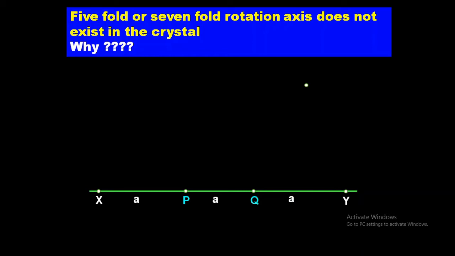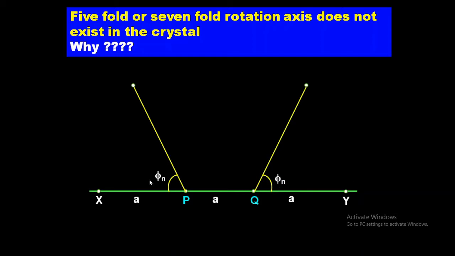Now we'll prove why 5-fold or 7-fold rotation symmetry does not exist. For that, we consider that the system possesses n-fold rotation. Suppose we rotate this vector px clockwise through an angle phi n. Similarly, we will rotate this vector qy in the anti-clockwise direction through the same angle phi n.